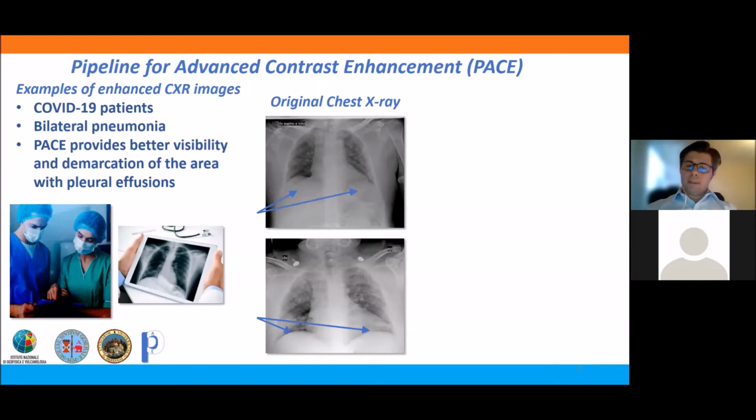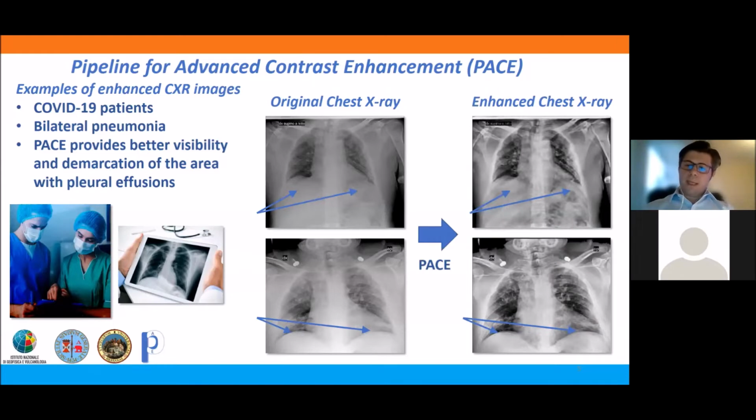But in order to make these areas and the details more visible, we can use PACE. So thanks to that, we obtain two different and more enhanced representations of the original images, where these areas are even more visible, and we are able to provide a very accurate demarcation of where the pleural effusions are located.